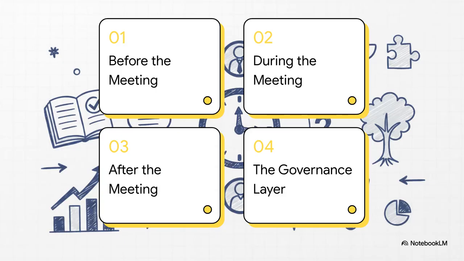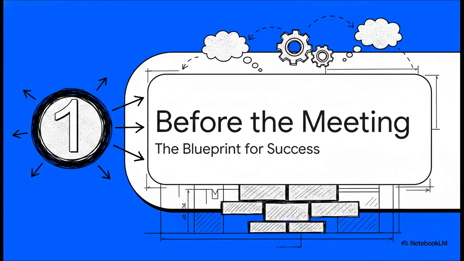So here's our game plan. We're going to tackle this in 4 parts. First, everything you do before the meeting, that's your blueprint. Then, what happens during the meeting, flawless execution. Third, what you do after the meeting to lock in the follow-through. And finally, the big one, the governance layer that acts as the accountability engine for the whole system. Okay, let's dive right into part 1, before the meeting.